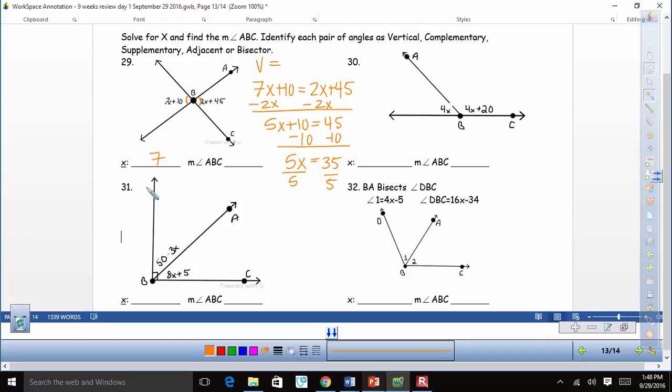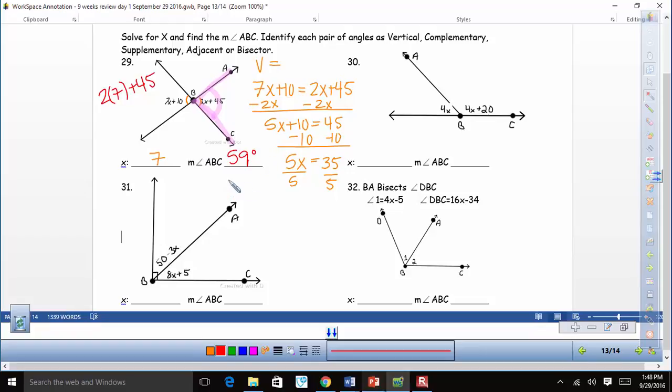Now, they also want us to find ABC. So ABC, I'm going to go ahead and highlight it so I can see it. A starts here, then I go to B, then I go to C. So I'm looking at this angle right here, which is 2x plus 45. So I'm going to take 7 and plug it back in. So 2 times 7 plus 45. What would that give us? 59 degrees.